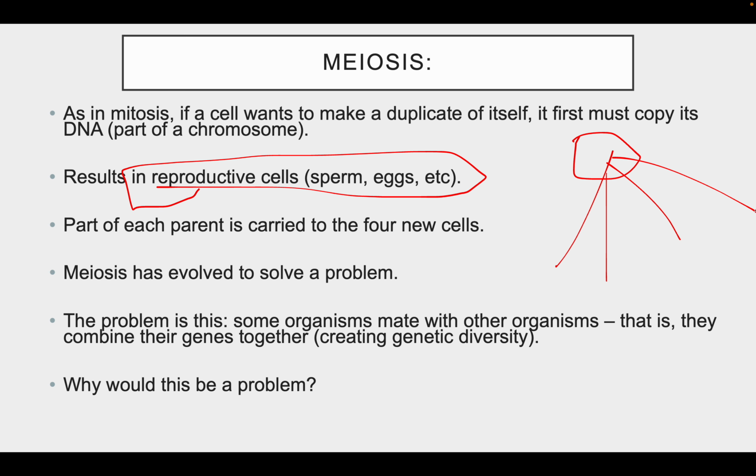Meiosis has evolved to solve a problem. The problem is this: some organisms mate with other organisms, that is, they combine their genes together, creating genetic diversity. Now, why would this be a problem? If the two organisms mate, the chromosome number would be duplicated. If meiosis wasn't there, it would go on increasing.